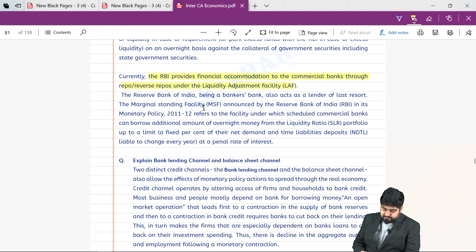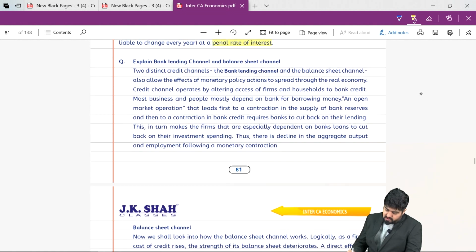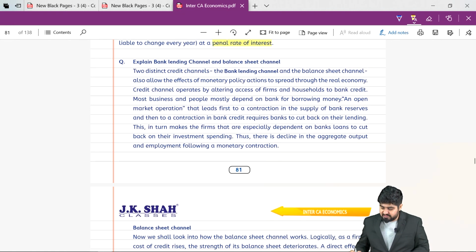Now when we are talking about LAF or marginal standing facility, when it was announced, our scheduled commercial banks can borrow an additional amount of overnight money from their liquidity ratio also, but only up to a certain part, and that will be given at a penal interest rate. Penal interest rate means what? See, after you have completed the restriction of LAF, then you can go for MSF. But when you are going for marginal standing facility, that is MSF, it will be an additional interest rate over the normal repo rate.